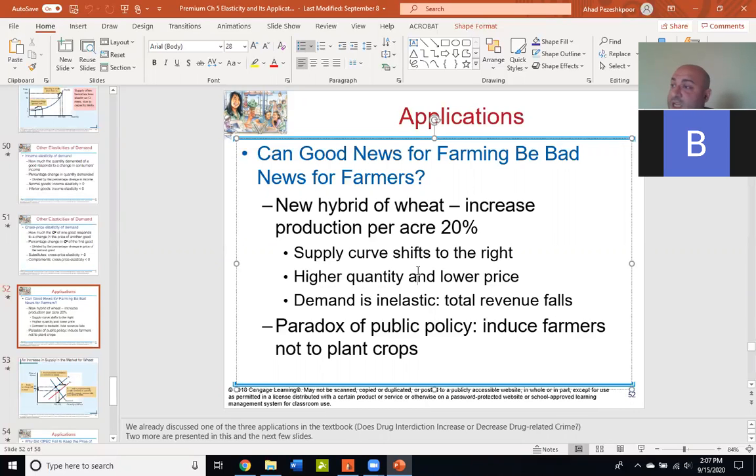So the government actually has to keep the supply under control. And in order to do it, you have to have farm subsidies. You have to pay farmers to not do anything. Paradox of public policy. You have to induce farmers not to plant crops. Like if I'm a farmer, the government will tell me, sir, this is your turn now. This year I'm paying you, let's say, $50,000, just not to do anything. Just sit home, relax, enjoy.